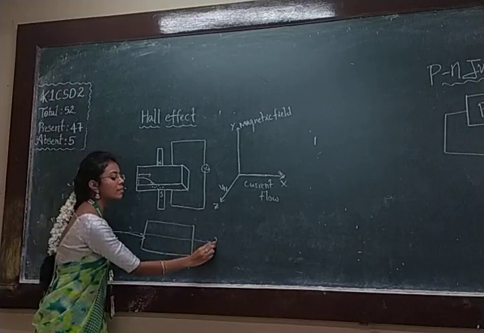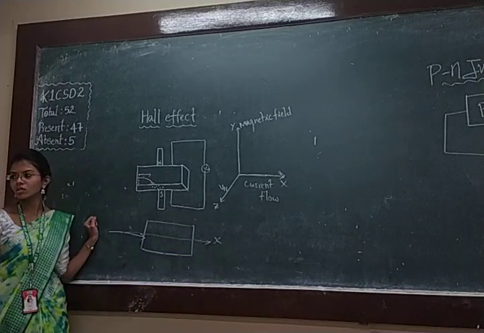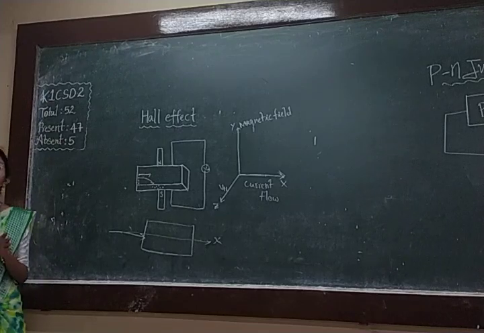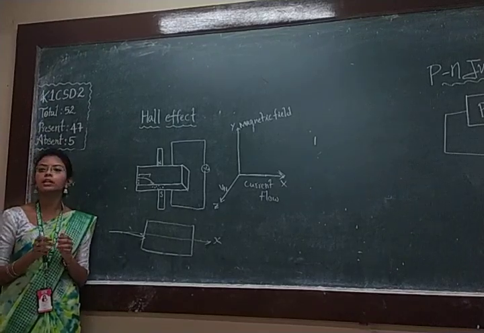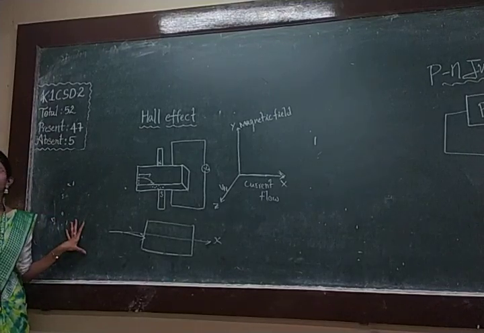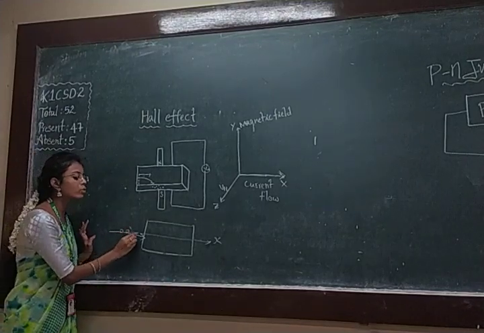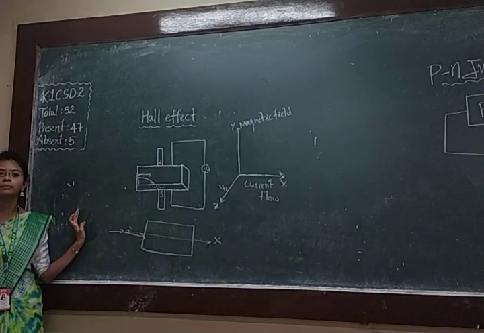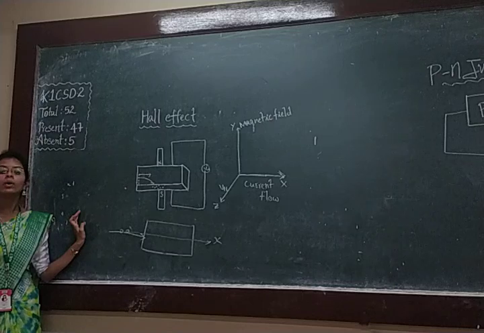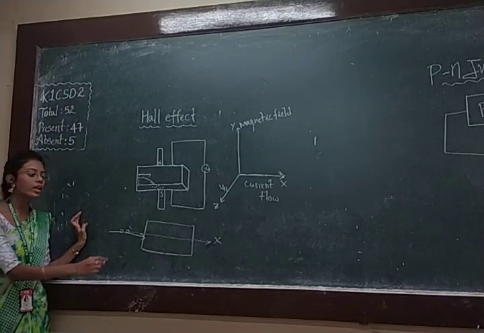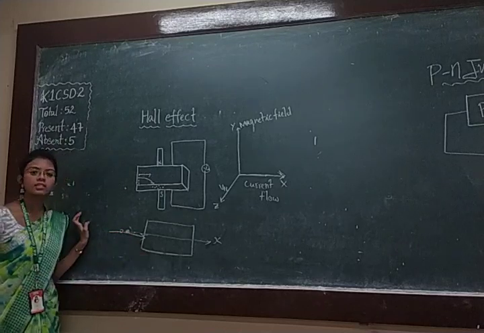So imagine this is my x direction. So suppose we have two cases. If I am taking the p-type semiconductor, who are the charge carriers? Holes. So holes will be moving through the semiconductor. If I am taking n-type semiconductor, who are the charge carriers? Electrons, right? So electrons will be moving through the semiconductor.